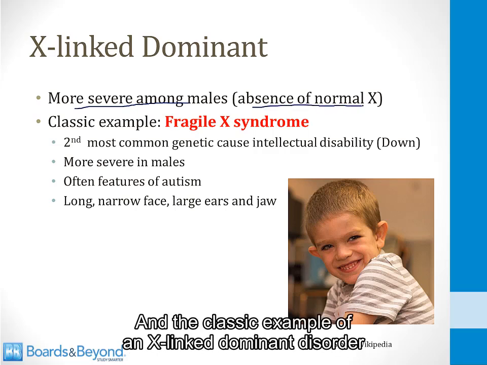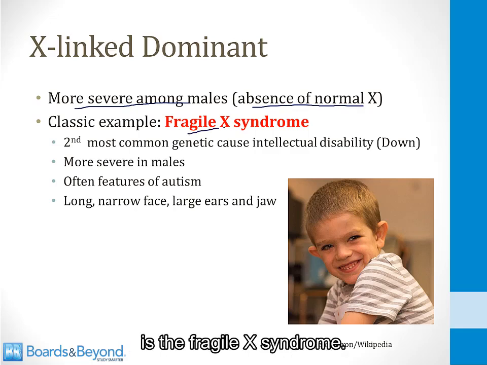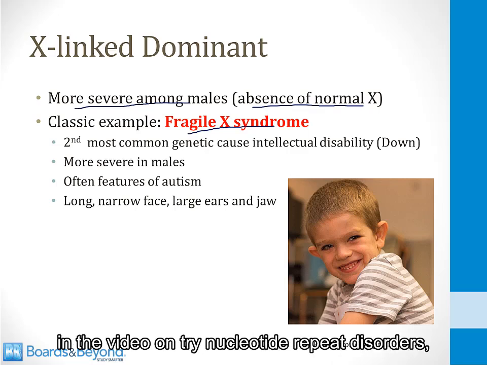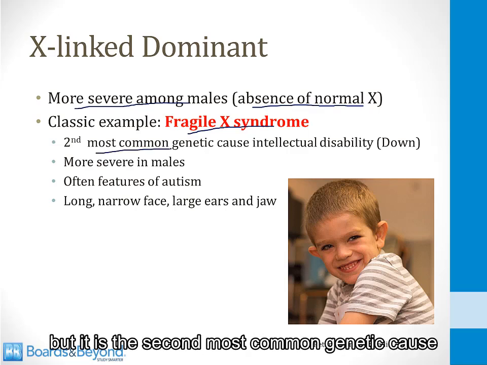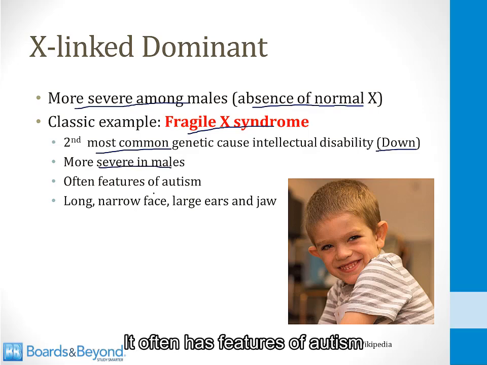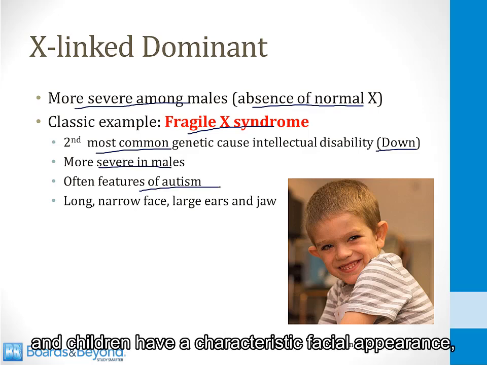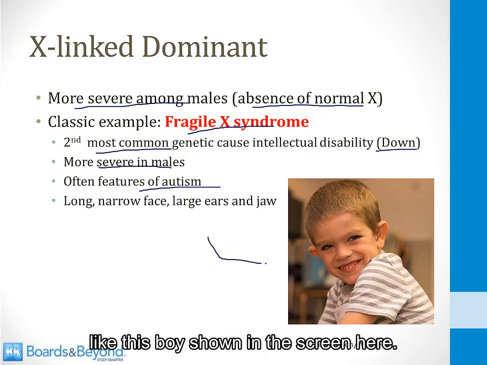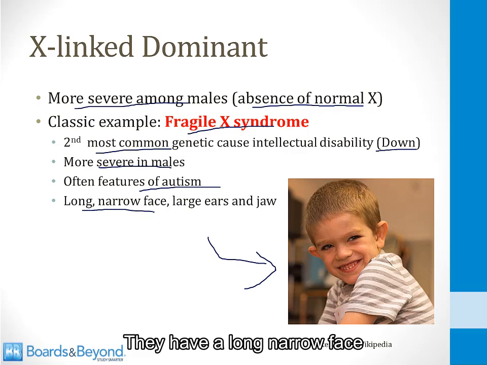The classic example of an X-linked dominant disorder is Fragile X syndrome. I talk about this in more detail in the video on trinucleotide repeat disorders, but it is the second most common genetic cause of intellectual disability after Down syndrome. It is more severe in males. It often has features of autism, and children have a characteristic facial appearance like this boy shown on the screen here. They have a long, narrow face with large ears and a large jaw.